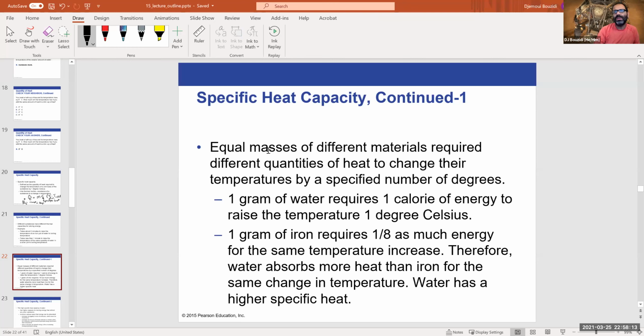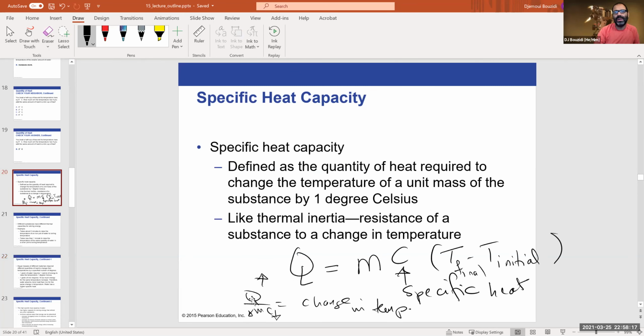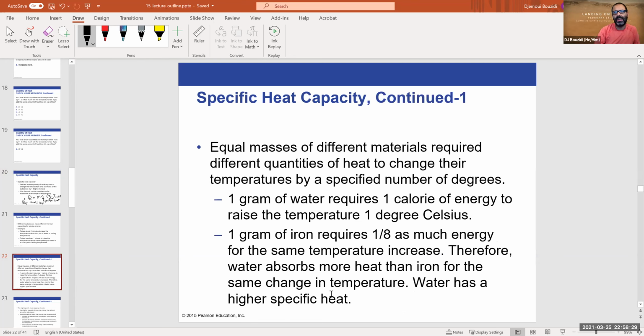So equal masses of different materials require different quantities of heat to change their temperatures. This is exactly what I was talking about in here. For the same masses, equal masses, so for the same kilogram of something, you need more heat or less heat depending on the material to raise its temperature by the same amount. That's what this is saying.